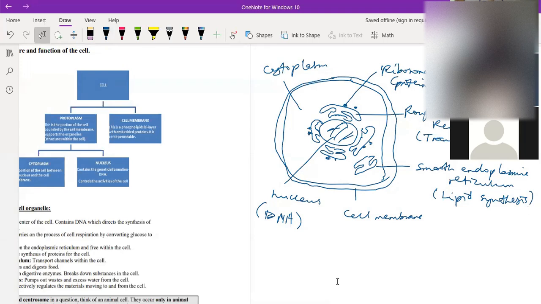So the other structures that I'm going to put here, let's put one here. The famous sausage-shaped structure, looks like a sausage, and that's the mitochondrion. So when you see the mitochondrion, what comes into your mind? Energy, right? So energy production. We're going to write ATP, which is the energy currency. So ATP production.